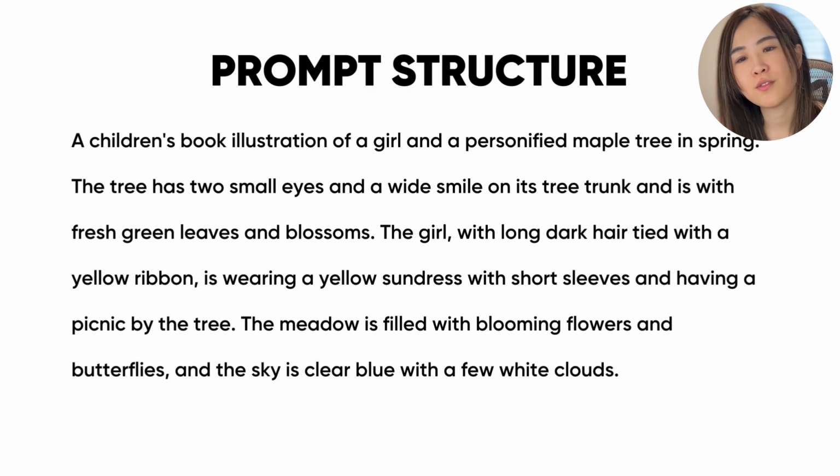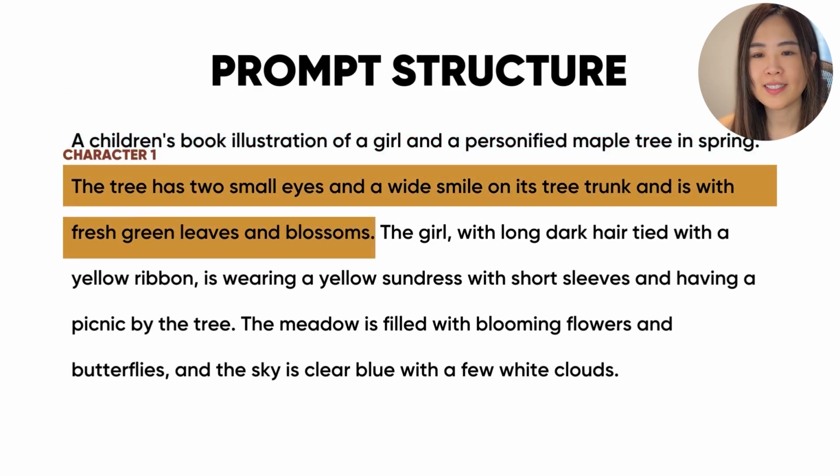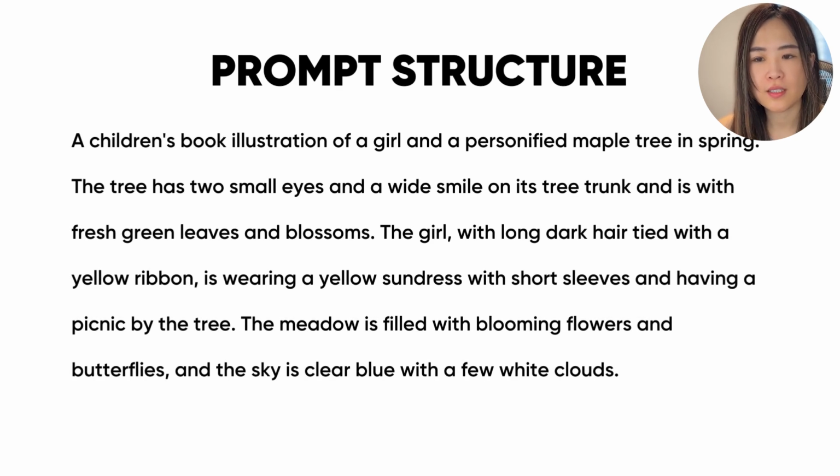A good structure to follow is to provide an overall setting of the image, describe character 1, describe character 2, and later add any additional details. And make sure not to include unnecessary details to keep it concise. Too much detail can break Midjourney and result in missing elements.